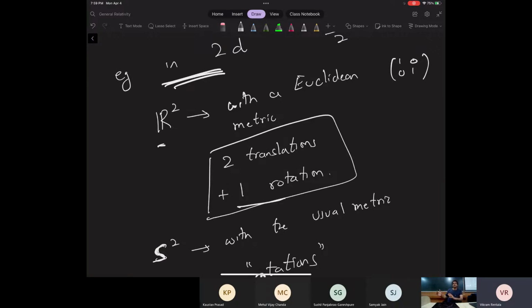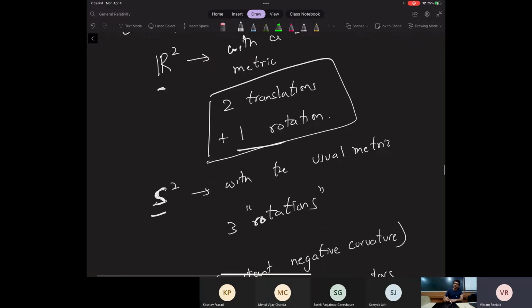But there are other spaces which have the same number of Killing vectors. If I take, for example, the 2-sphere, the perfectly symmetric 2-sphere with the usual metric inherited from embedding in 3 dimensions, then this 2-sphere has 3 Killing vector fields on it. It's hard to understand what those 3 Killing vector fields are if you're on the 2-sphere itself. But if you think about the embedding of this 2-sphere inside 3 dimensions, the Killing vectors are easy to understand. They're just three-dimensional rotations.